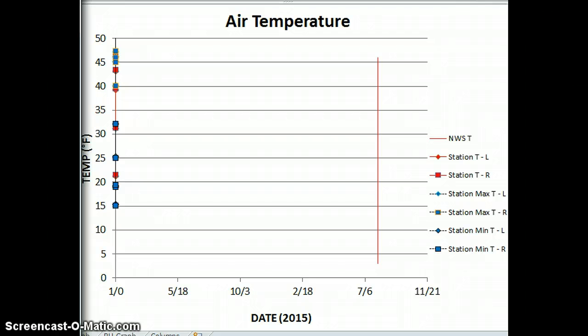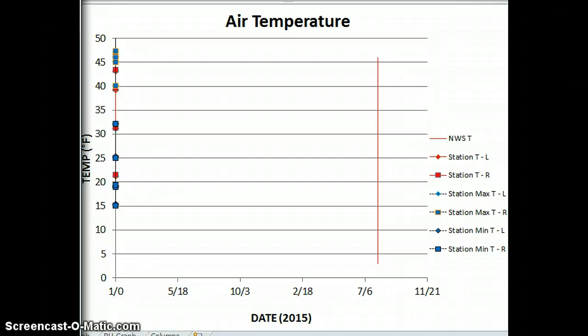The max temperature on the left was 52.3 degrees Fahrenheit and 11.2 degrees Celsius. The maximum right temperature was 52.1 degrees Fahrenheit and 11.3 degrees Celsius. The minimum left temperature was 32.2 degrees Fahrenheit, 0.1 degrees Celsius, and the minimum right temperature was 32.1 degrees Fahrenheit and negative 0.4 degrees Celsius.